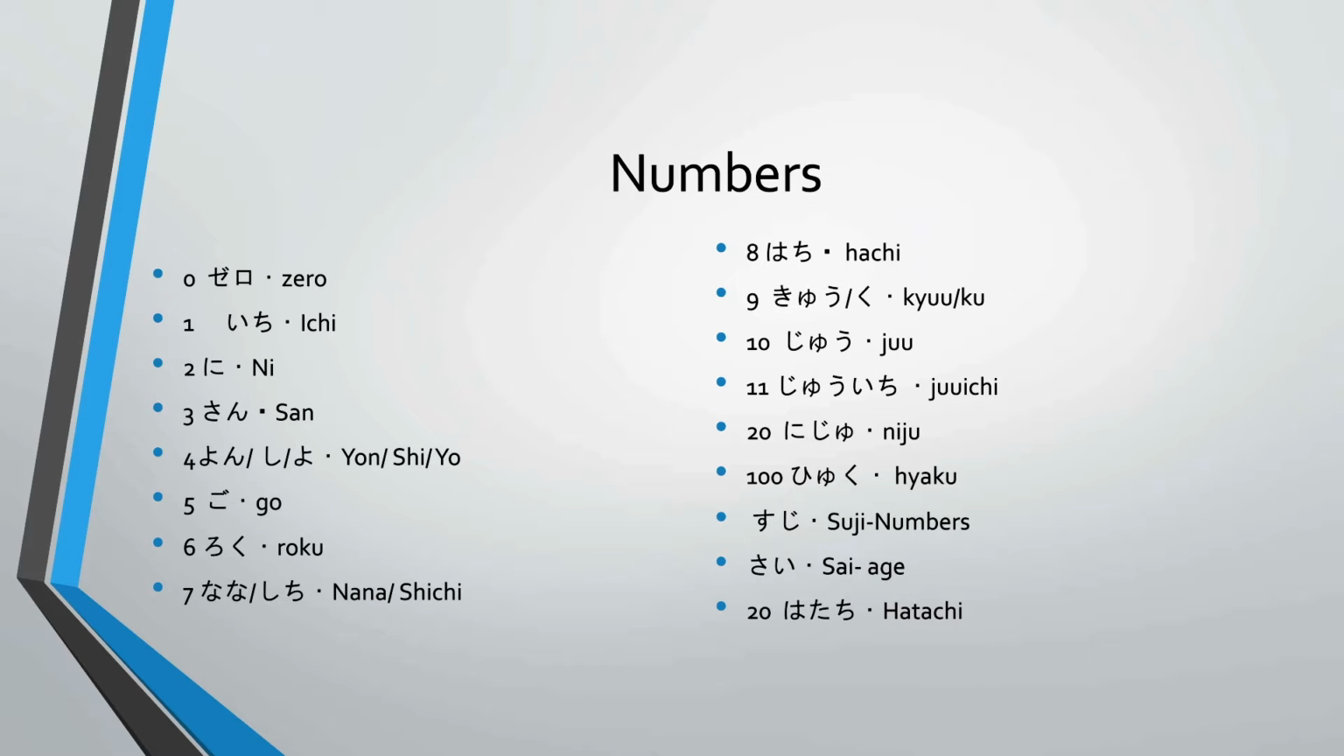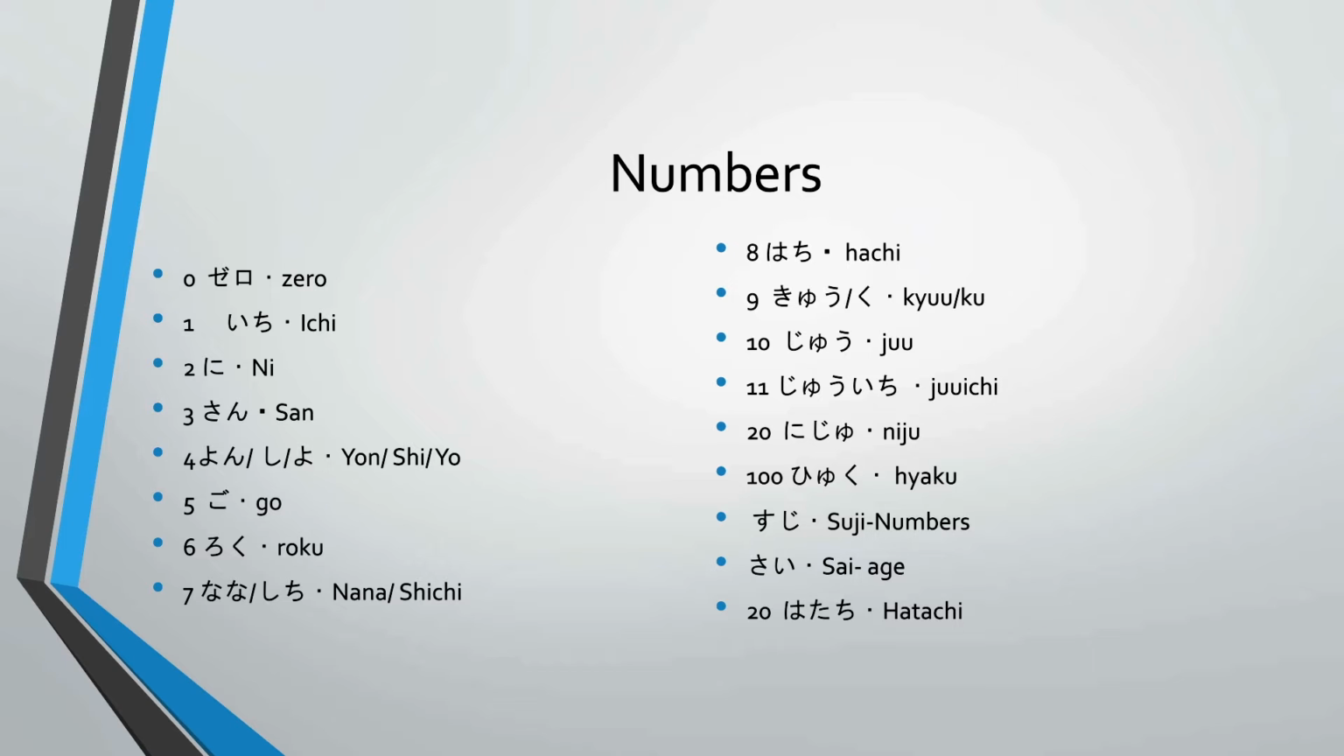So while we're also here today, we're going to learn some numbers. 0 is zero, 1 is ichi, 2 is ni, san is 3. You can say 4 three different ways: yon, shi, yo. 5 is go. 6 is roku. 7 is nana and shichi. 8 is hachi. 9 is kyu or ku. 10 is ju. 11 is juichi. 20 is niju. And 100 is hyaku.